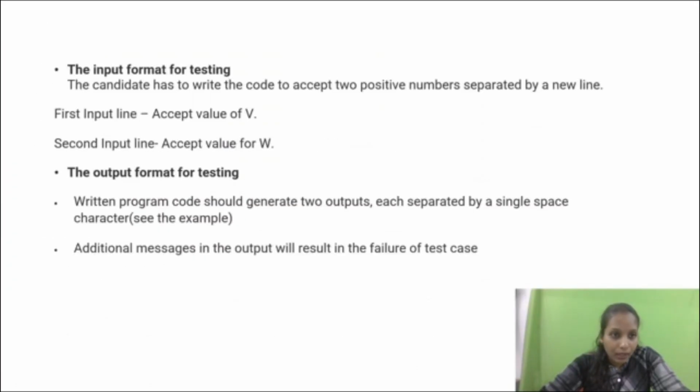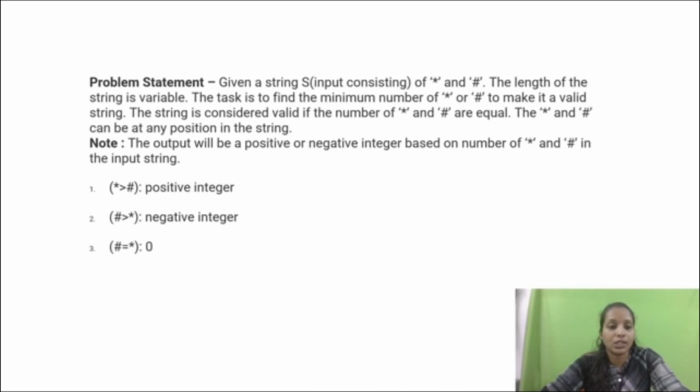Second program statement. Okay, just take a minute to understand this. I'll read it out for you. Given a string S, the input is consisting of star and hash. The length of the string is variable, and the task here is to find the minimum number of star or hash to make it a valid string. The string is considered valid if the number of star and hash are equal. The star and hash can be at any position in the string.